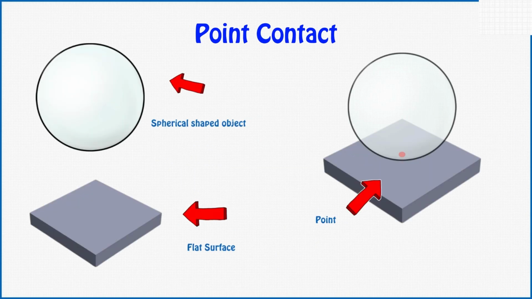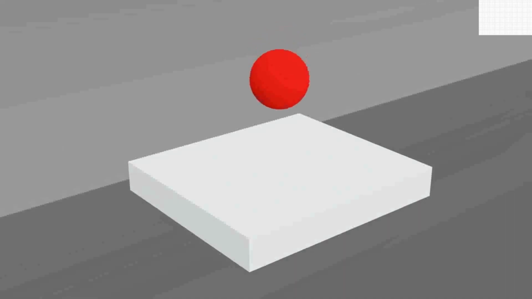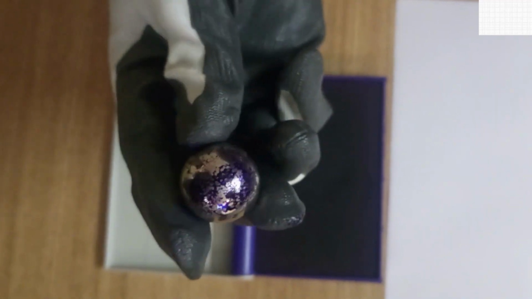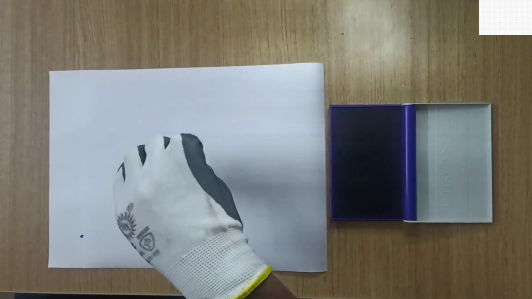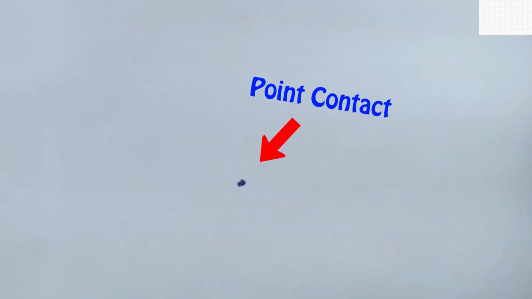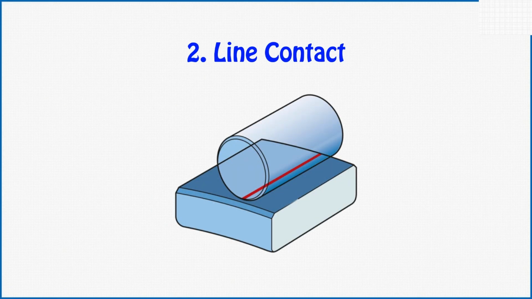Point contact. When a spherical-shaped object comes in contact with a flat surface, only the highest point of the ball will touch the flat surface because of its geometrical shape. For example, let's assume a ball resting on the table. Now this ball is touching the table only with its highest point. To further demonstrate this, the ball is dipped in ink over a wide surface, and when we try to put it on a flat surface, we can see the contact area as a point. This is point contact.